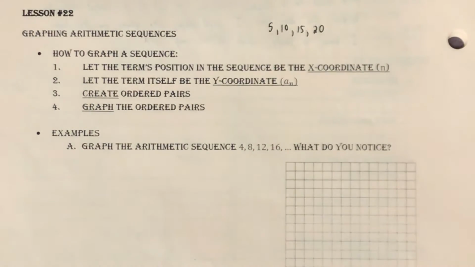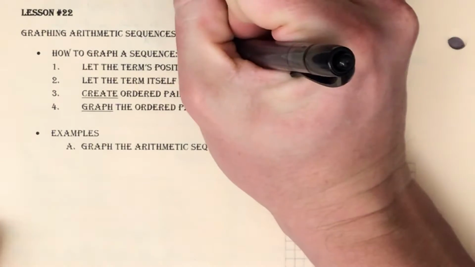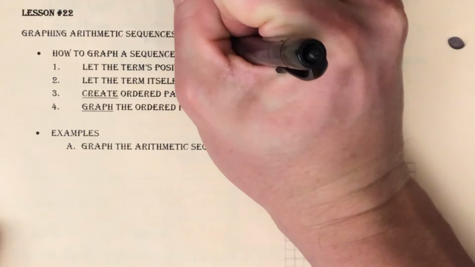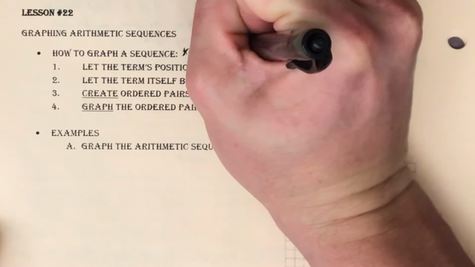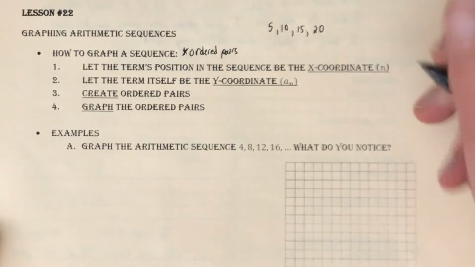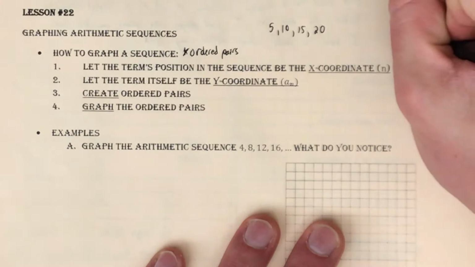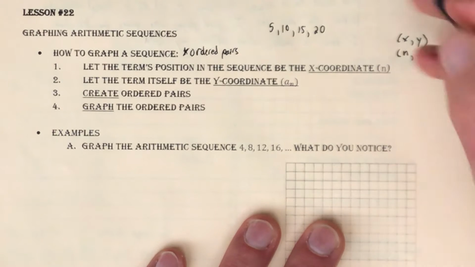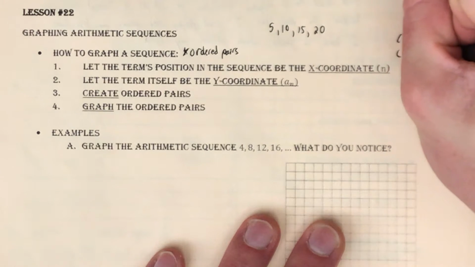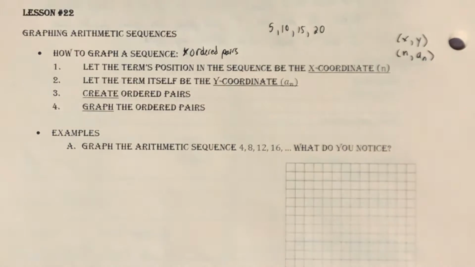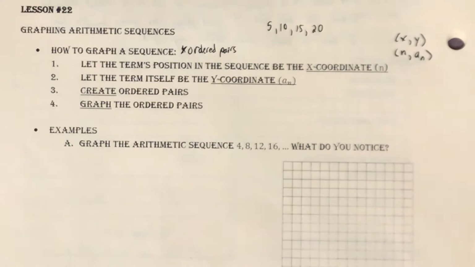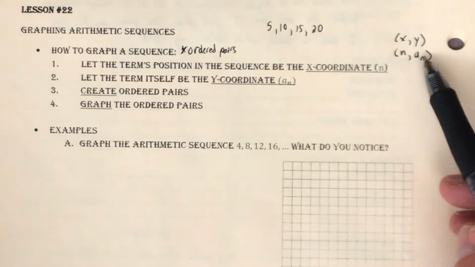The first thing we need to do is let the term's position in the sequence be the x-coordinate, because in order to graph a sequence, we have to have ordered pairs. Now, ordered pairs, typically, we use these x and y coordinates, right? But in these ordered pairs, instead of using x, we're going to call that n, and instead of using y, we're going to call that a of n. So here we go. These are what we're creating.